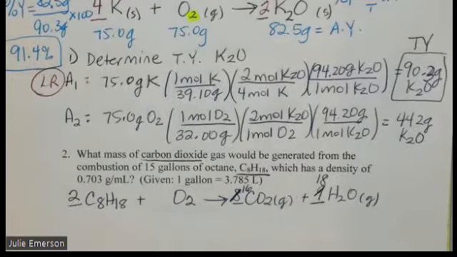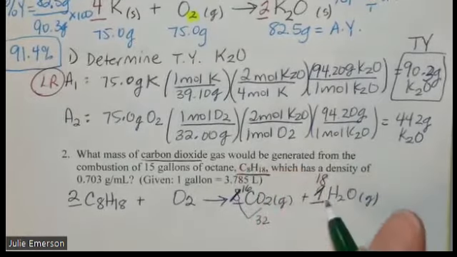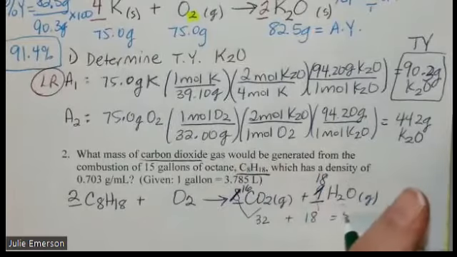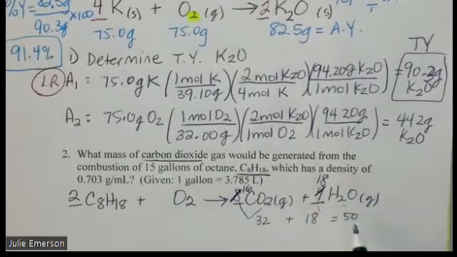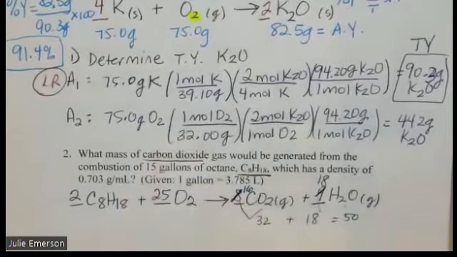The last thing I got to do is figure out the oxygen. So 16 times 2 means I've got 32 oxygens here. 18 times 1, right, is 18. So I have a total of 50 oxygens on the product side. So times 2 in front, I need a 25 in front of the O2. So now I've got my balanced equation.